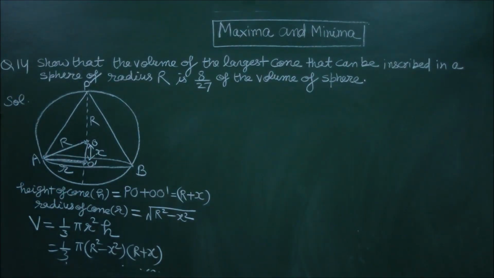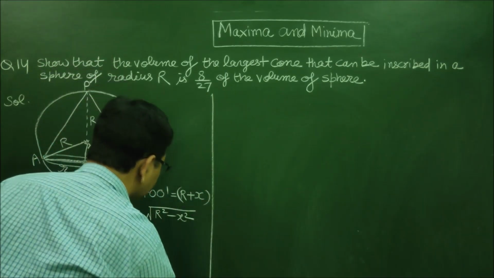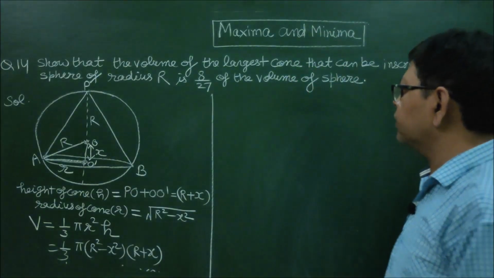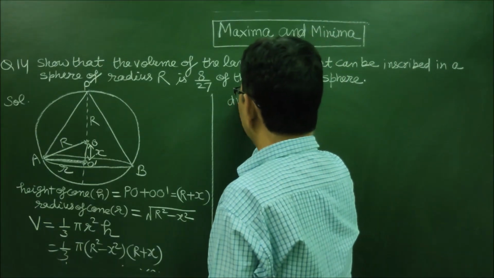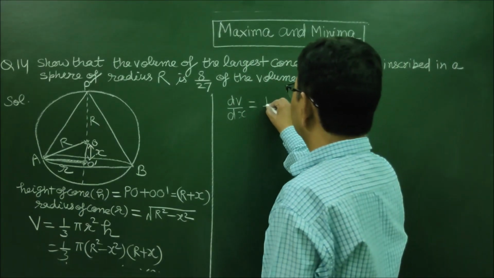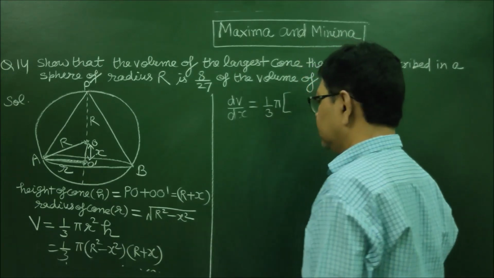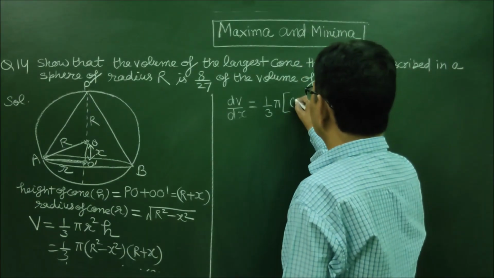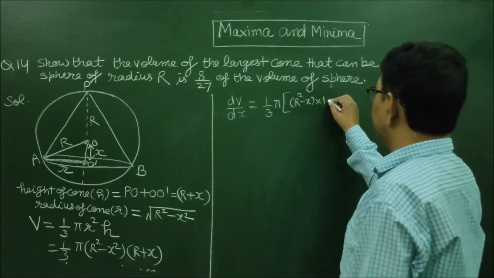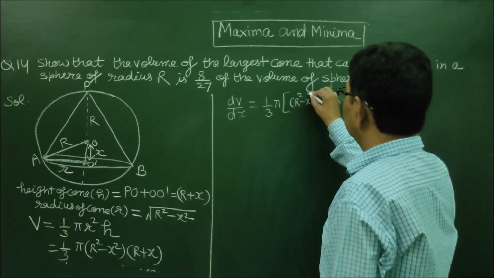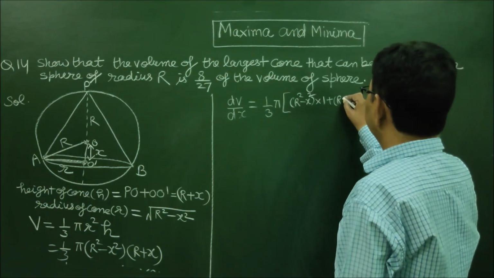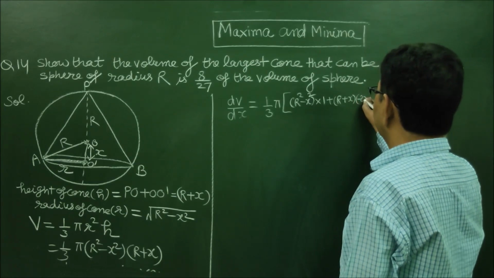For maximum or minimum volume, let us find the first derivative dv over dx. dv over dx is equal to 1 upon 3 pi. First function is r square minus x square. Derivative of r plus x is 1, plus r plus x into derivative of r square minus x square, which is minus 2x, r plus x into minus 2x.